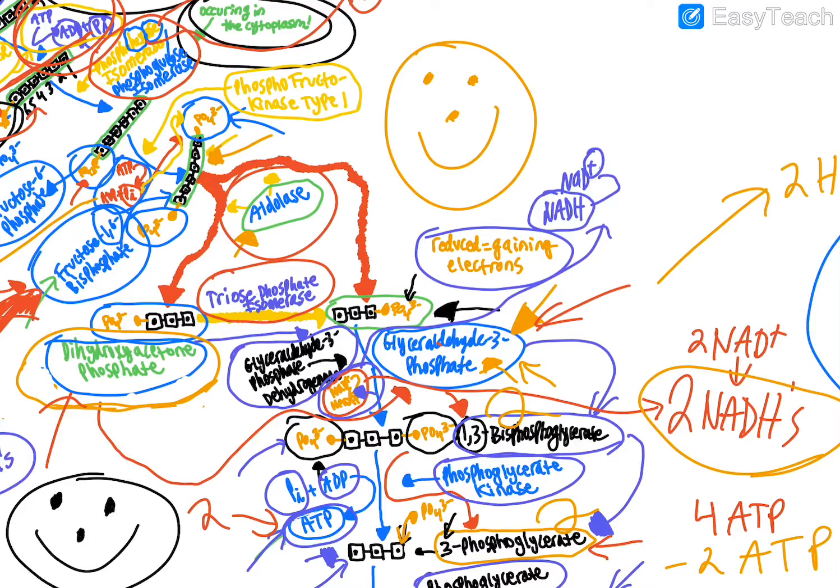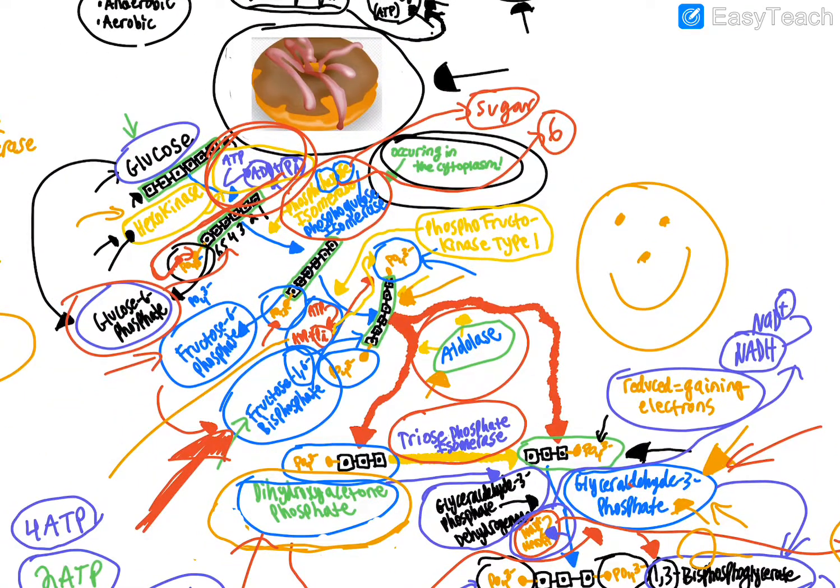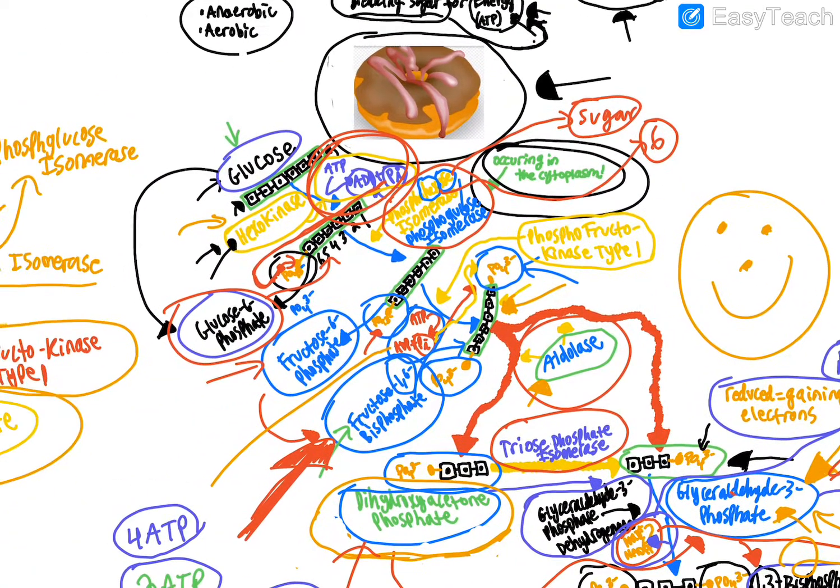And actually there's one more step that's reversible, which is the step between glucose 6-phosphate and fructose 6-phosphate. So this reaction right here, guys, from glucose 6-phosphate to fructose 6-phosphate, is reversible. It can go from glucose 6-phosphate to fructose 6-phosphate, but it can also go from fructose 6-phosphate back to glucose 6-phosphate. All right, so that was a lot, right?